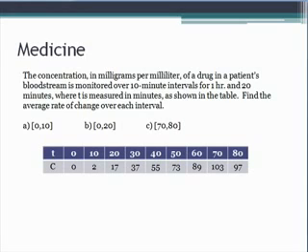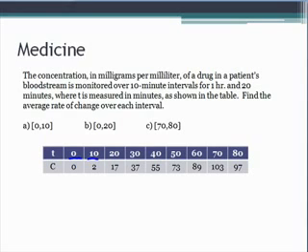In medicine, here's one example where we could use rates of change. The concentration in milligrams per milliliter of a drug in a patient's bloodstream has been monitored, and you can see in this table it goes every 10 minutes for an hour and 20 minutes. We want to find the average rate of change over each one of these intervals. So we are just finding the slope. Let's take the first 2 points here. We want to go from 0 to 10.